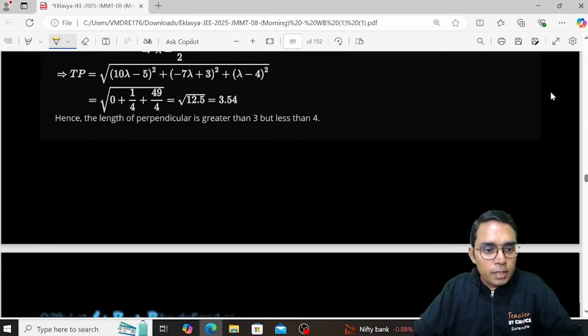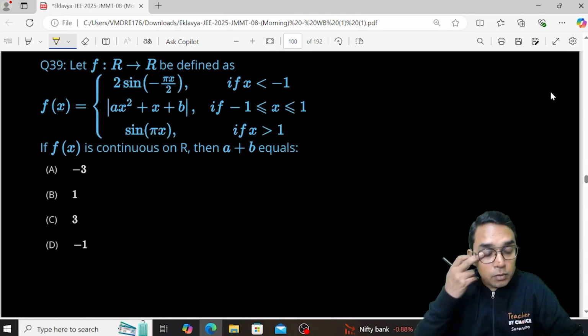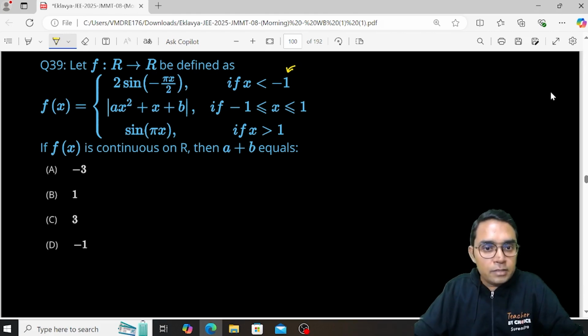Coming to question number 39. Here we are given a function f(x) which is continuous on R. In such questions we always check values and limits at the endpoints where the definition is changing. At minus 1 minus, that is LHL at minus 1, the limit is, I think, 2. Sine pi by 2 is 1, so 2.